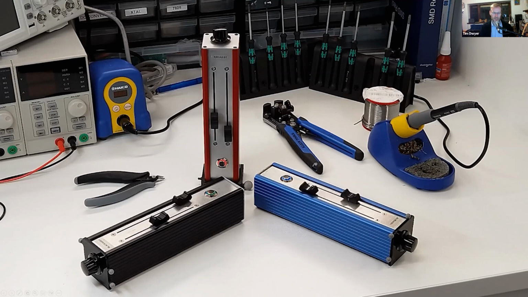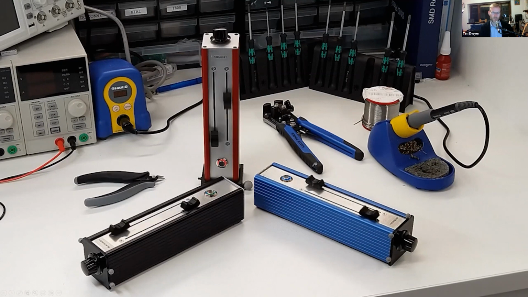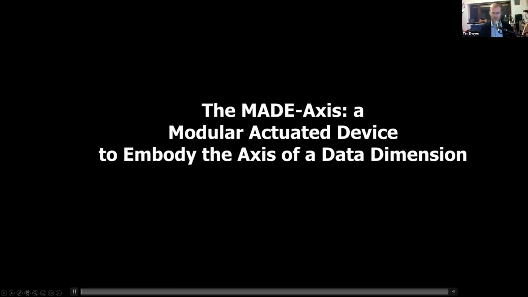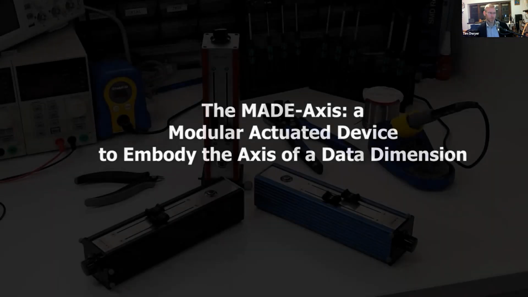They had Bluetooth, and we also added tracking markers so that we could position them in 3D with our Vicon system, and explored the design space, which was quite huge. And let me show you the result. Axis, a modular actuated device to embody a data dimension into a physical axis.